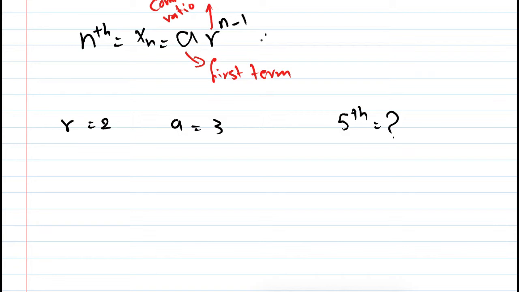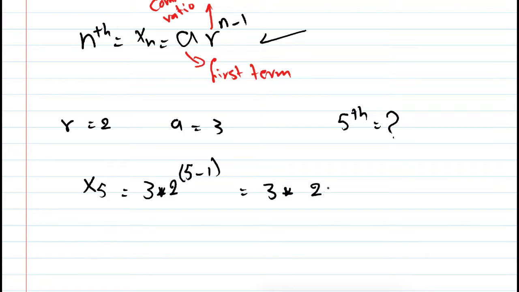Well, we're going to use this equation in order to do so. So x with a subscript of 5 equals the first term, which is 3, times the common ratio, which is 2, raised to a power of 5 minus 1, since we are trying to find the fifth term. So here we have multiplication. And this is the same thing as 3 multiplied by 2 raised to a power of 4. Okay, this is the same thing as 3 multiplied by 2 to the 4 is 16. 3 times 16 equals 48.